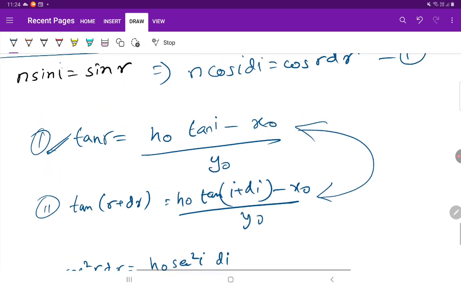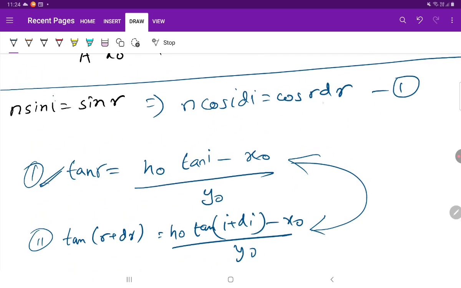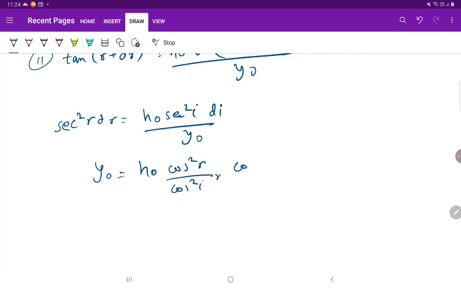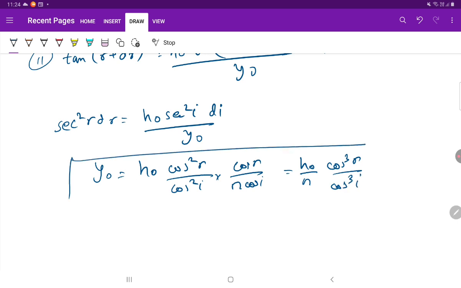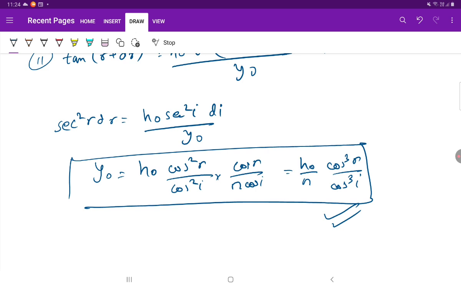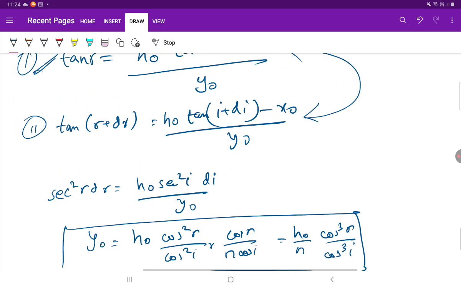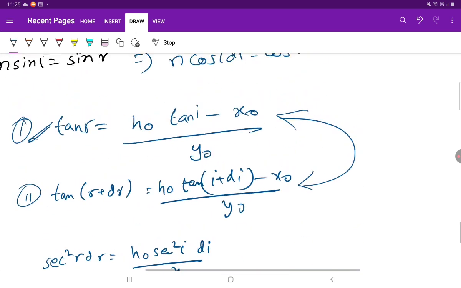And what is di by dr? Di by dr is from the previous equation, that is cos r by n cos I. So multiplying with cos r by n cos I, you will get h naught by n cos cube r upon cos cube I. So this will be my expression for the y coordinate. Yeah, this was the equation which was asked in Irodov, right? So you have proved the first part, that is finding the y coordinate.